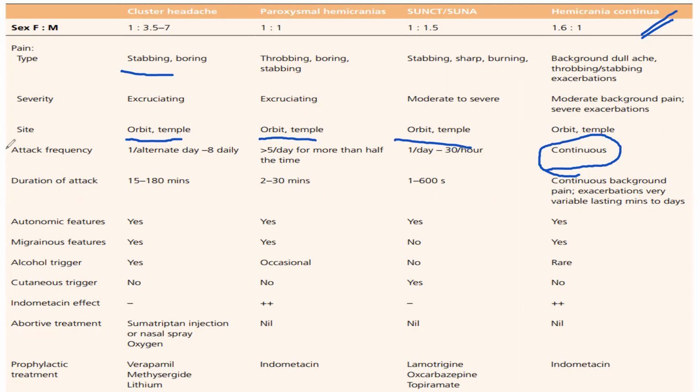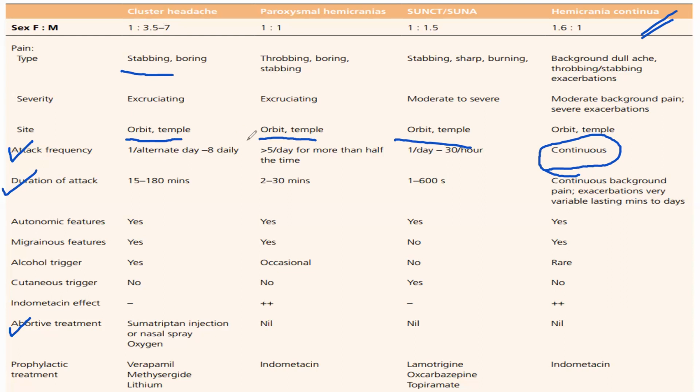Next important thing is attack frequency, attack duration, and the treatment. These are the three criteria by which we can differentiate all these sorts of headache. First thing is attack frequency. In case of cluster, it will occur every alternate day, up to, in rare cases, 8 episodes in a day. Each episode lasts approximately 15 minutes to 3 hours, as I told earlier. Second thing is that if we consider paroxysmal hemicrania, the headache will be much more frequent than cluster ones.